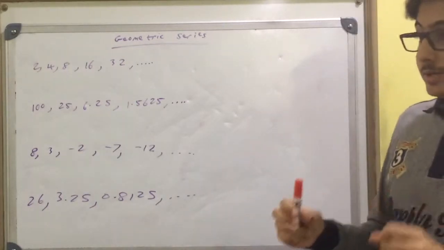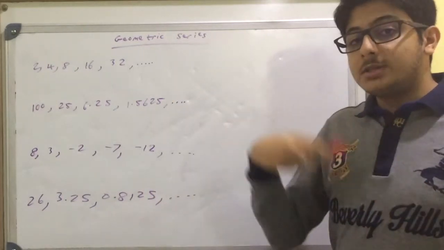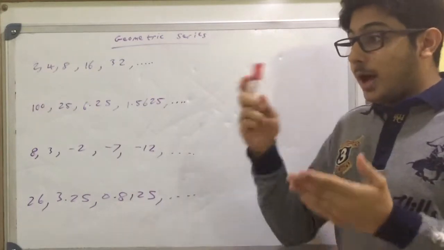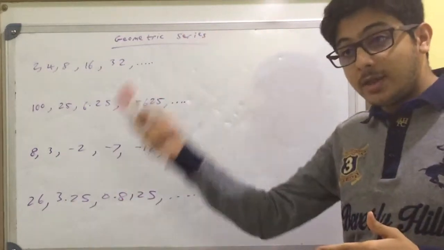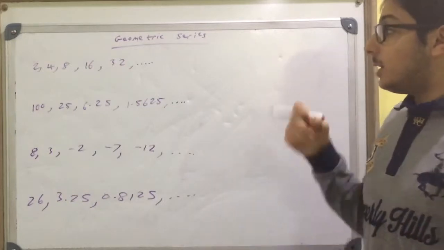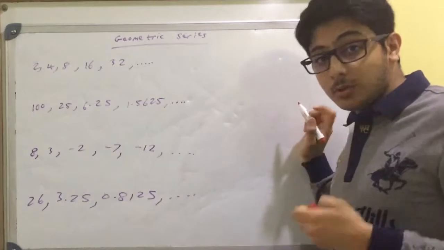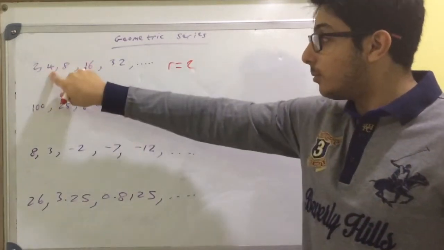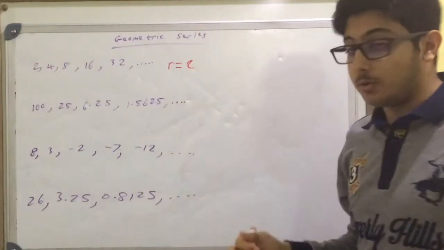A geometric series is one where, to get from one term to the next, you multiply by a common ratio. To get to the next term after that, you multiply by that same ratio, and again, and again. That's how you get from one term to the next. So here, this is a geometric series, because it has a common ratio, which is 2. To get from 2 to 4, you multiply by 2, then you multiply by 2 again, then you keep multiplying by 2. 2 is the common ratio.